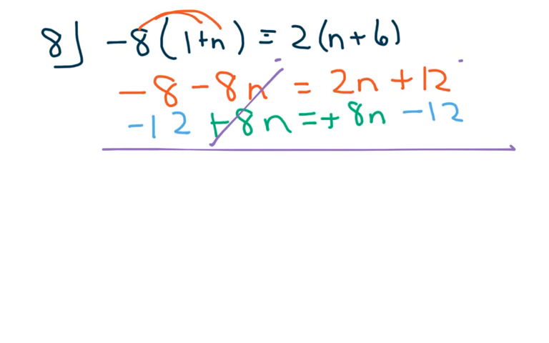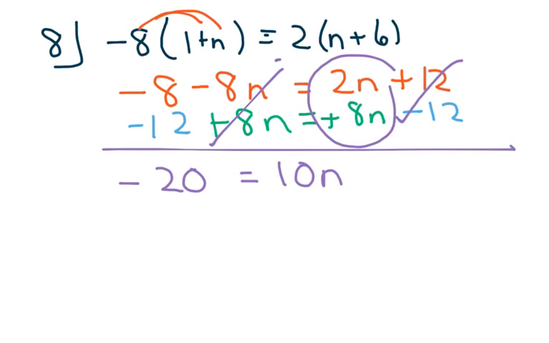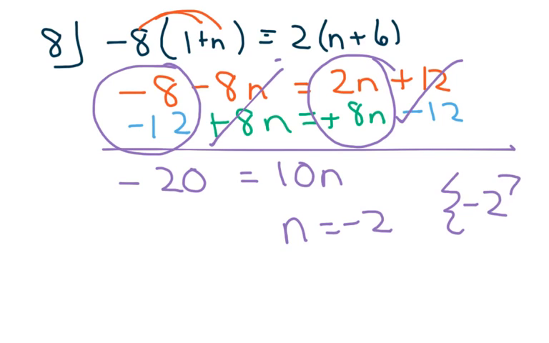These cancel, those cancel. So we're going to get negative 20 on this side and 10n on this side. So I combine those, the n's like terms and the constants. And I would like you to do this in your head. So you're going to say, what times 10 is negative 20? And you should say negative 2. So n equals negative 2, and your solution set is negative 2.